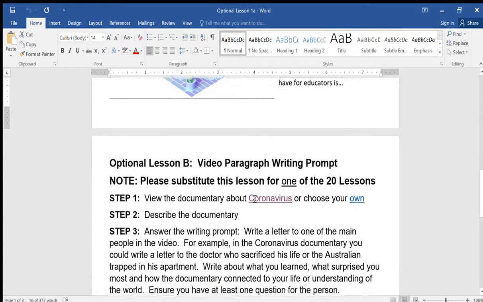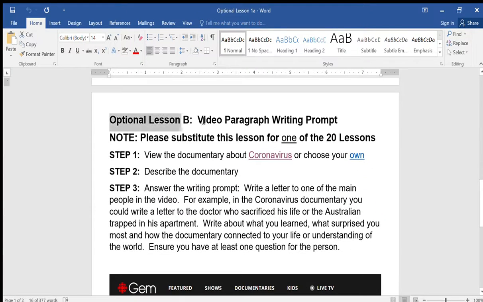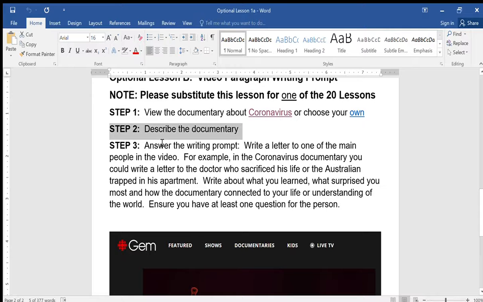You can also substitute another lesson. So you can substitute 2 so far. If you'd like these, I'm going to make more. I really enjoy them. I watched this documentary called Coronavirus. I'd love for you to watch it. You describe the documentary, just like you described the picture in the last activity. Write a letter to one of the main people in the video.